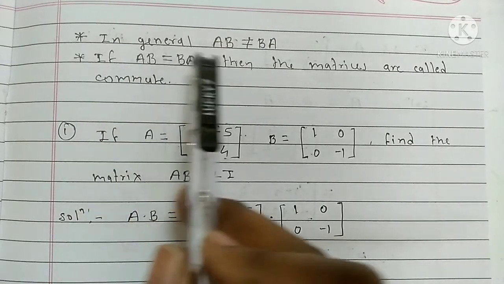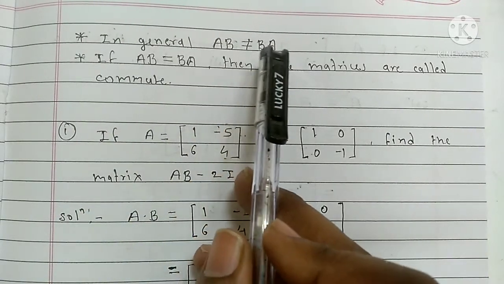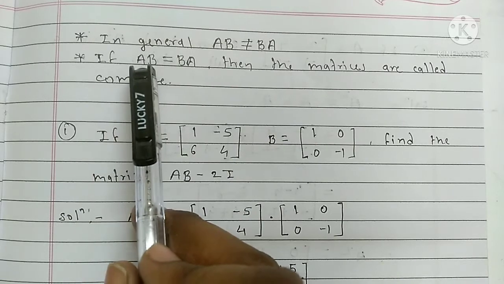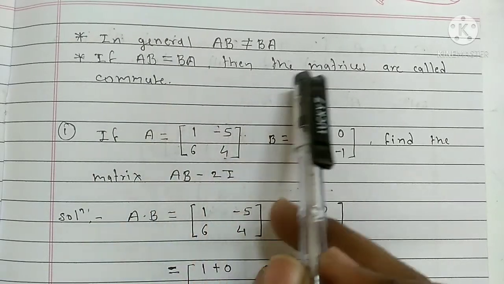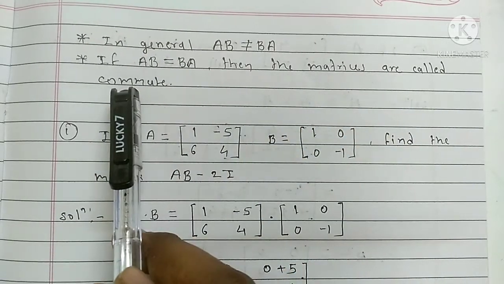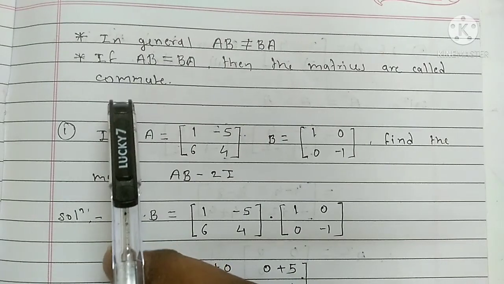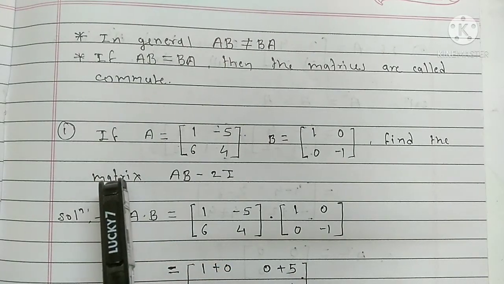Now, in general, AB is not equal to BA. If AB is equal to BA, then the matrices are called commute. Now, we will solve some sums on this topic.